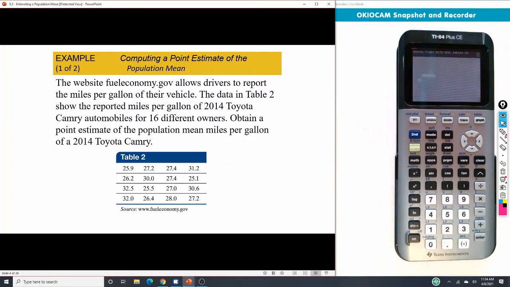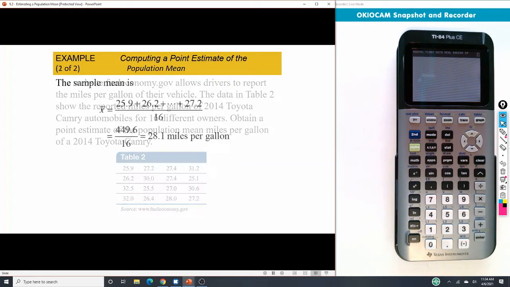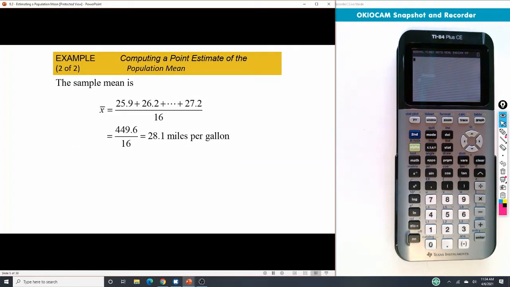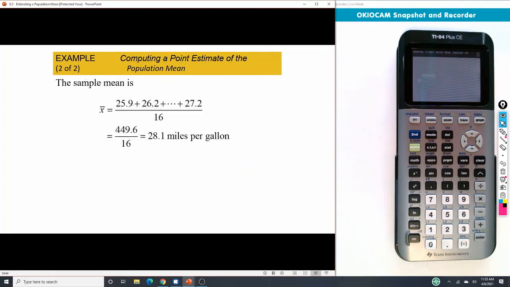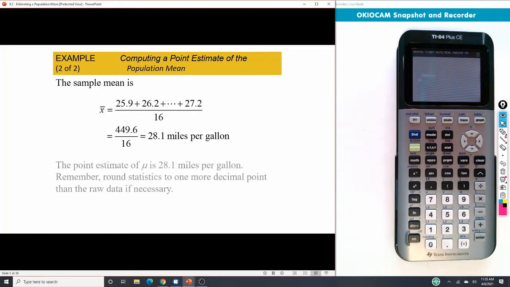And so we can look here. We have our fuel economy for some 2014 Toyota Camrys. And so we could find our sample mean with those. Now we could also go into our 1-Var Stats, put all those values into our table, and we would get those just as they are. So we would still come up with our x bar being 28.1, remembering to go into our 1-Var Stats on that. So our point estimate for mu is 28.1.